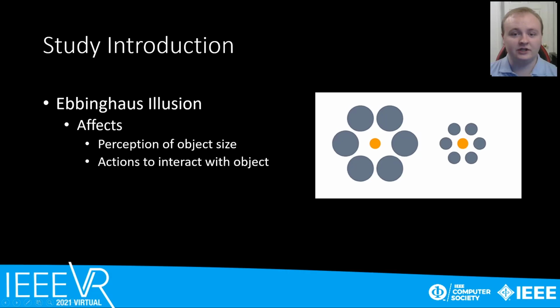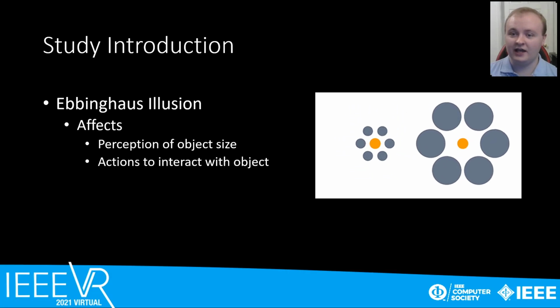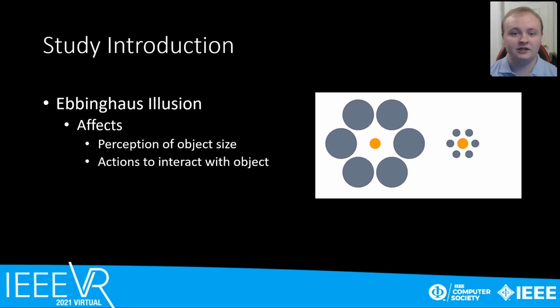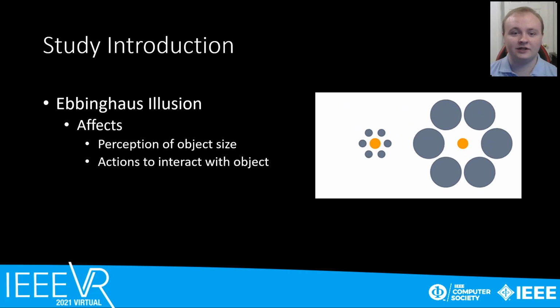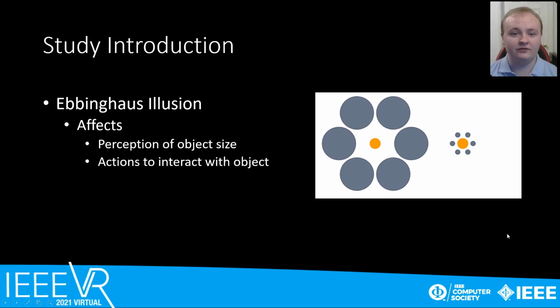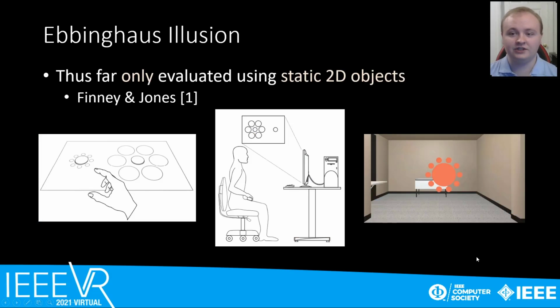The Ebbinghaus illusion is known to affect perception of object size and actions to interact with said object. Thus far, studies have only evaluated the Ebbinghaus illusion using static 2D objects. A recent example of this would be the Finney and Jones paper published last year, which explored the illusion in several different implementations, but all as a 2D representation even if in a 3D setting.